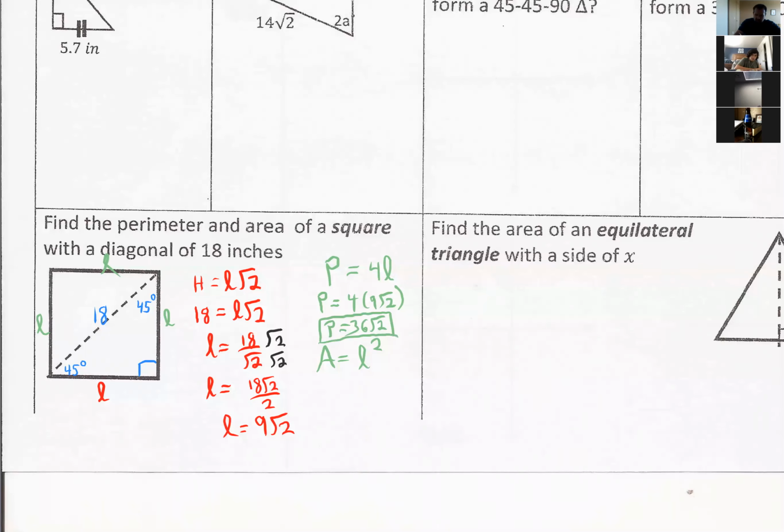And then you take L, which is 9 radical 2, and you square it. Be careful with squaring this because you have to square the 9 and the radical. So when you square the 9, you get 81. When you square the radical, you get 2. So this is going to give you 162. And this should actually be in square inches. This one up here would be in inches.